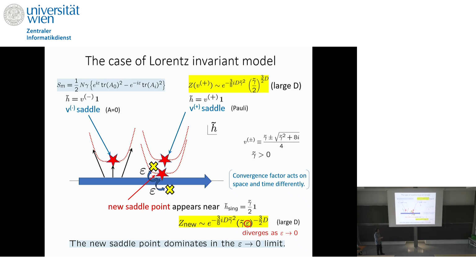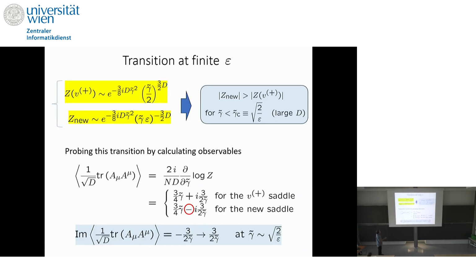So the new saddle point we obtain in the Lorentzian case actually diverges in the epsilon to 0 limit. Okay, so we have these 2 partition functions, and then we can see which one actually dominates, and we can easily find that there is a critical value of gamma, which is basically square root of 1 over epsilon.